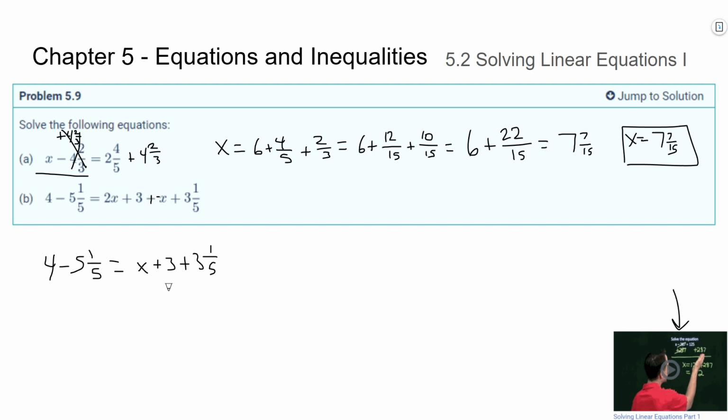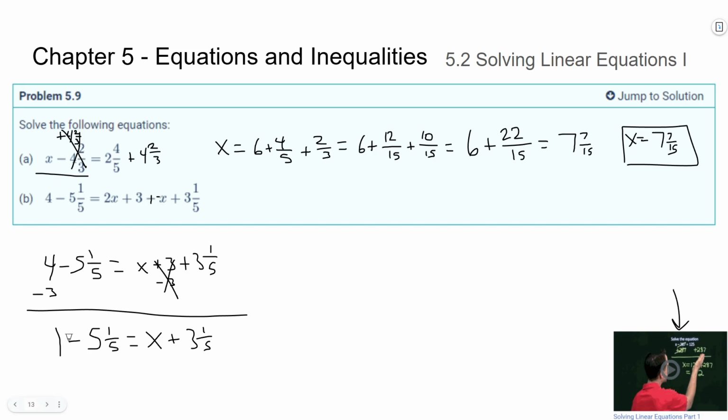Now let's go ahead and get x by itself. We'll isolate x. So in order to do that, well, let's get rid of some of the stuff. We can subtract 3 from both sides. And then we'll be left with 1 here, minus 5 1/5, equals, we still have this x, this canceled out, and we're left with this, plus 3 1/5.